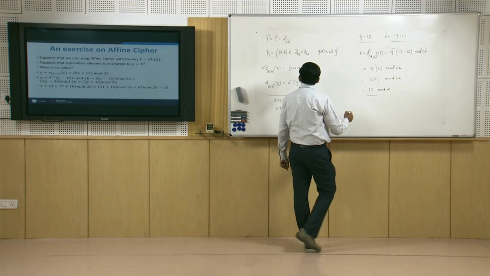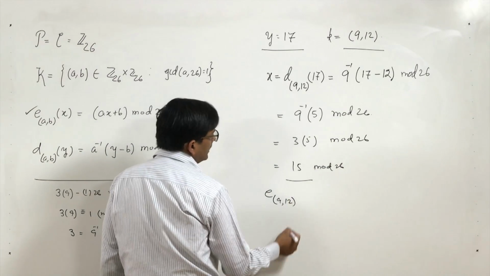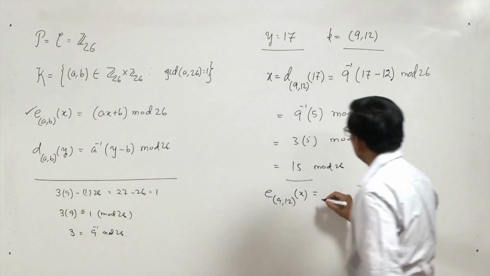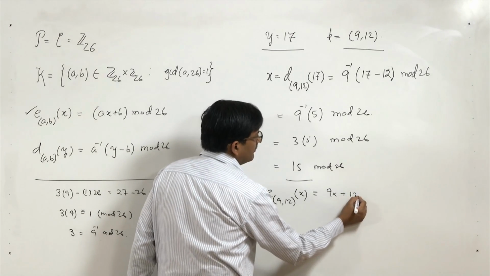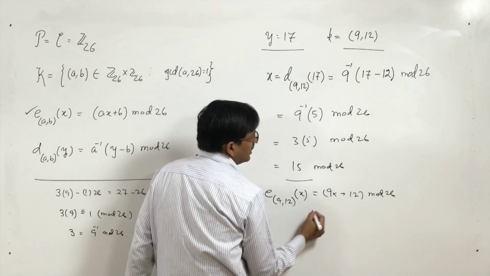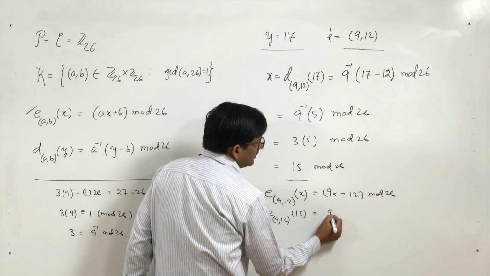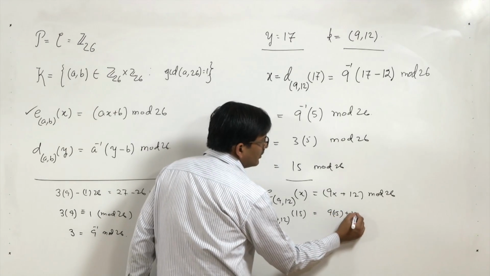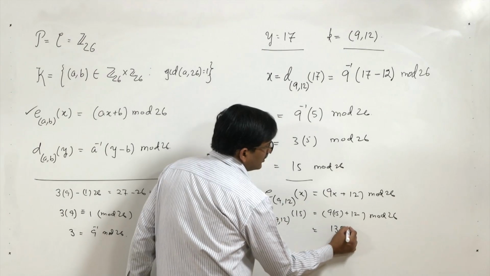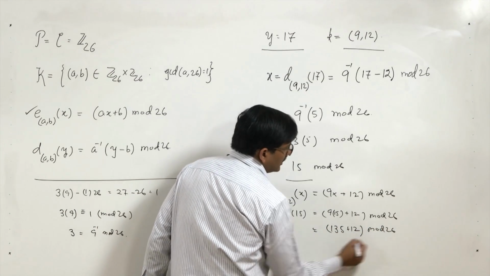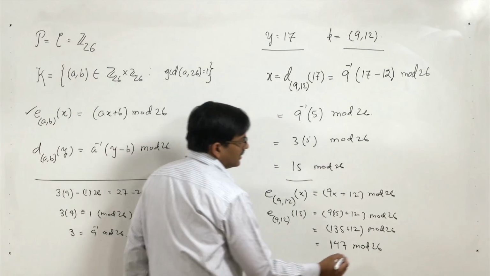So, now let us try this one. Here I know that a is 9 and b is 12. Therefore, I write E sub 9, 12 of x, which by definition is 9 into x plus 12 mod 26. Now, I am putting x equal to 15. So, E of 9 comma 12 on 15 gives me 9 into 15 plus 12 mod 26, and this is 135 plus 12 mod 26. This is equal to 147 mod 26, which is 17.